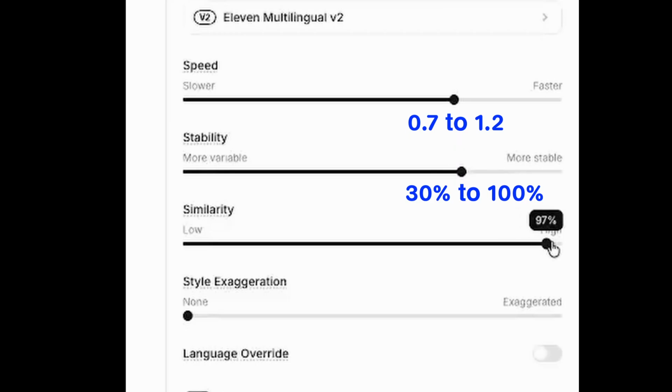For similarity, keep it high to stay true to the original voice. Lower it if your cloned voice has background noise or artifacts. The best range is between 80 and 100%.